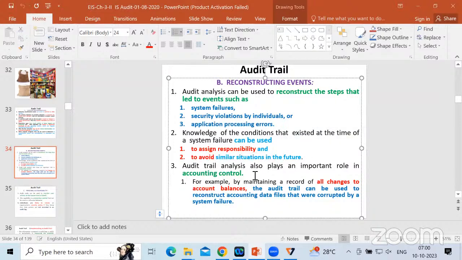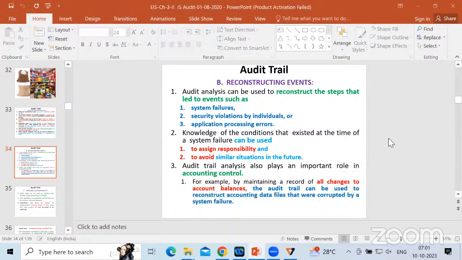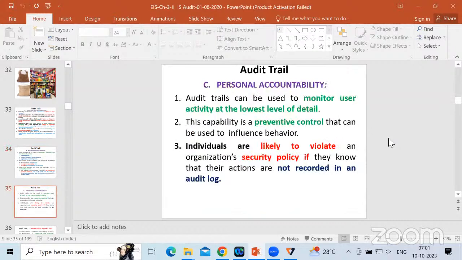So, third one, audit trail analysis plays an important role in accounting control. For example, maintaining records of all changes to account balances. The audit trail can be used to reconstruct accounting data files that are corrupted by a system failure. Say, for example, up to 9th, everything is okay. 10th, there is a corruption. Corruption means some failure in the system, a database or whatever it is. You will be able to check up to what point the system was correctly processed, and thereafter you can make the new entries.